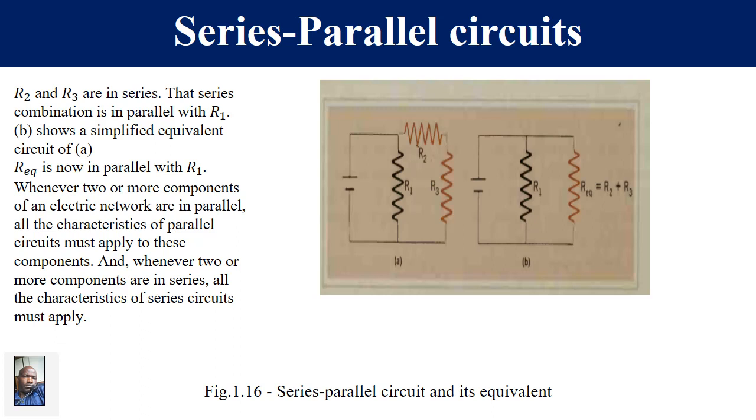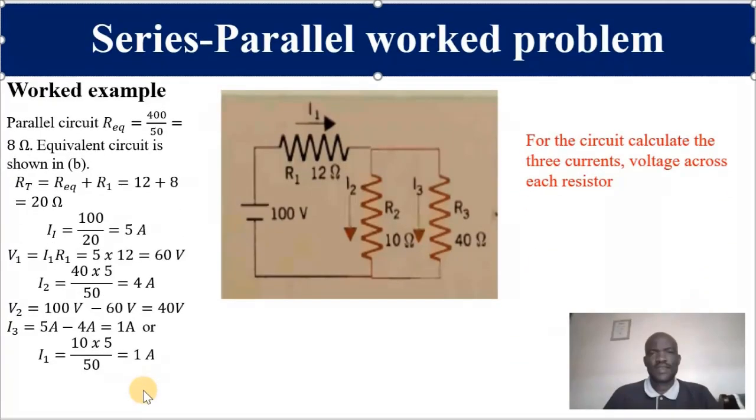So to find total resistance, we add the two, then these two are now in parallel. So to find total resistance, now you say R equivalent times R1 divided by R1 plus R equivalent. That is product over sum. Interesting. Here is a worked problem on a series parallel circuit.